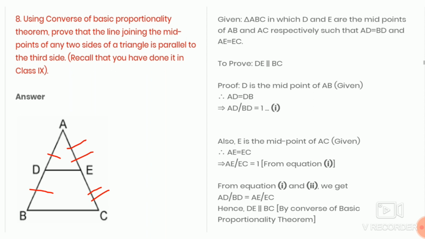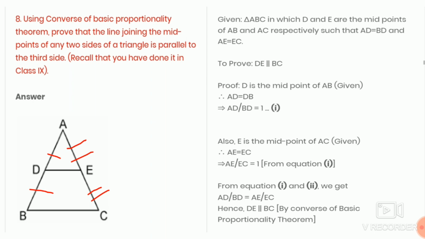After writing that, let's prove. So since D is the midpoint, AD is equal to DB. Now, just like the previous sum, we will bring the right hand side to the left hand side and therefore it will become the denominator. So we'll get AD by BD is equal to 1. Let us mark it as equation 1. Also, E is the midpoint of AC. So we'll also get AE is equal to EC. So again, just like the previous step, AE by EC is equal to 1. Mark it as equation 2.